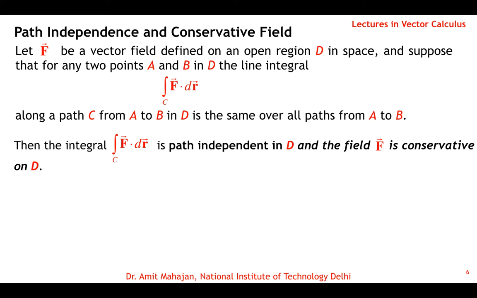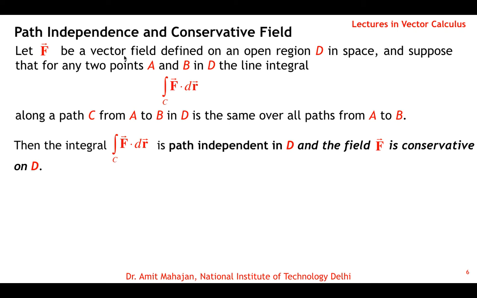Okay, so what will happen if the integral along all curves gives the same value? You choose any curve from point A to point B, and the line integral over those curves remains the same. If the curve lies within the domain, then we say that the line integral is independent of path. And the vector field will be called the conservative field.